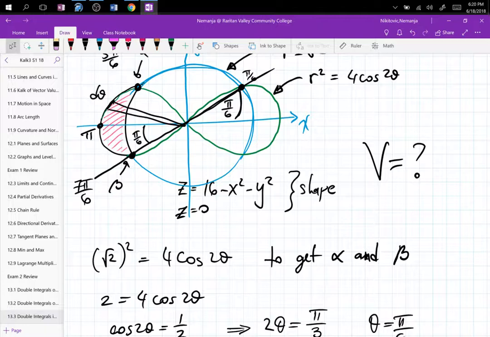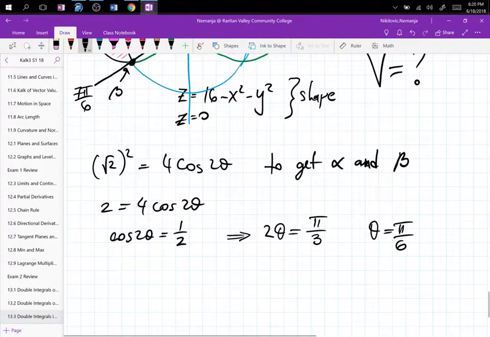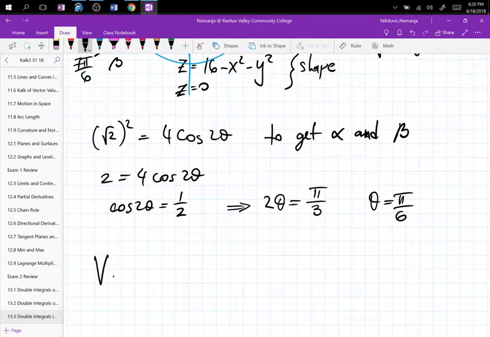The other one will be 11 pi over 6? We don't need it, but yeah. 11 pi over 6? All right. So what's the volume integral for this particular one?